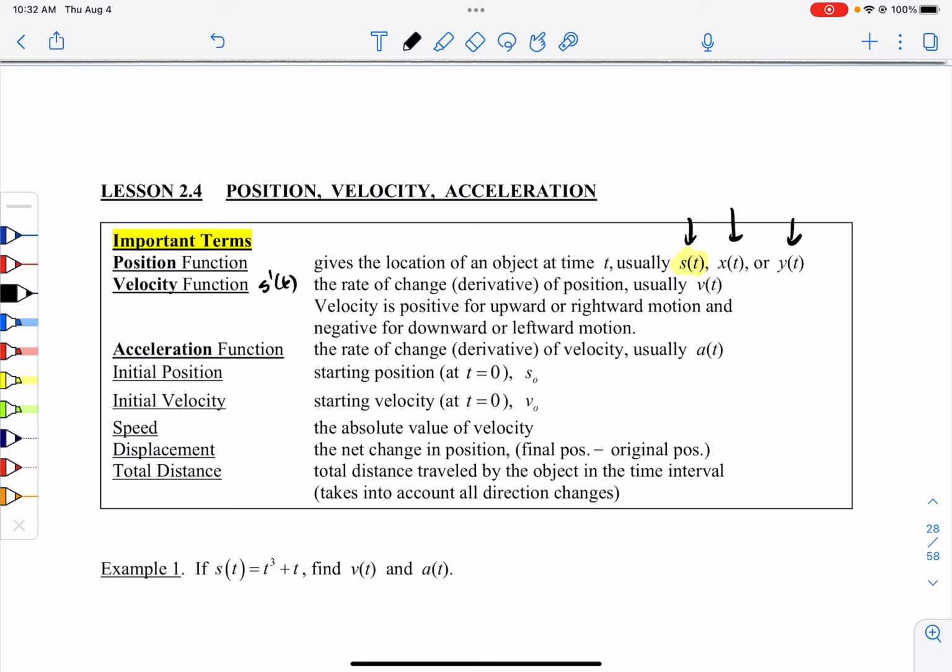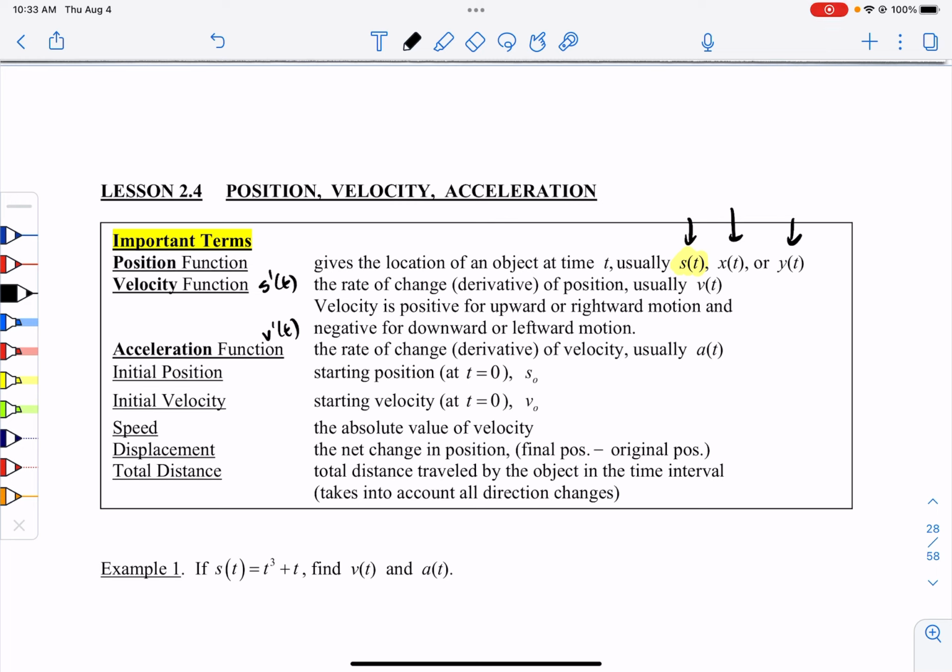Acceleration is the rate of change of velocity. Acceleration is the derivative of velocity. So it's the derivative, it's v prime. Acceleration is the derivative of velocity because it's the rate that your velocity is changing. Okay, usually we use a of t to represent acceleration.